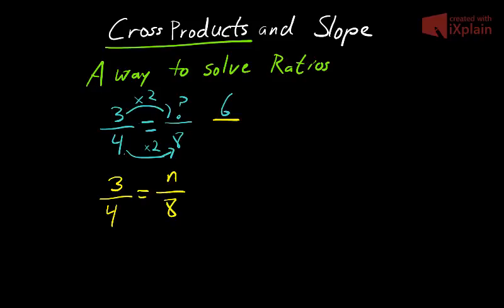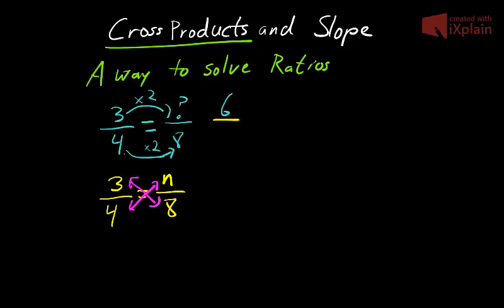That doesn't have to be n. You can pick any variable you like. If you'd rather use a or b or draw a little smiley face here, we can have smiley face be our variable. That's okay. But I'm just going to use n. And then what we're going to do is we are going to cross multiply. So when we cross multiply, we are going to draw a big ol' X right through this equal sign.